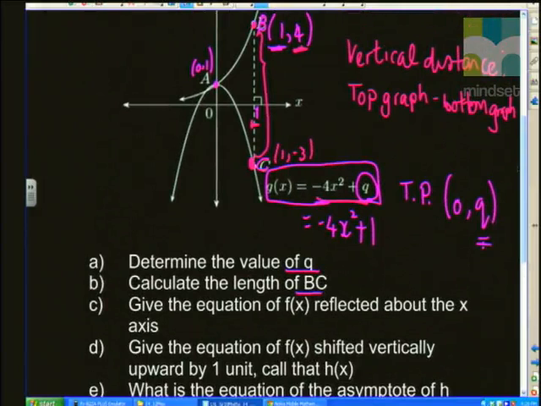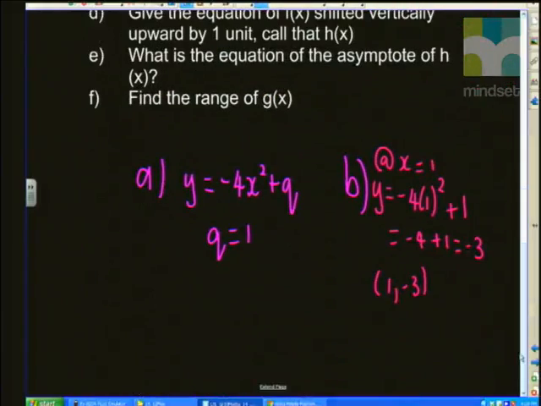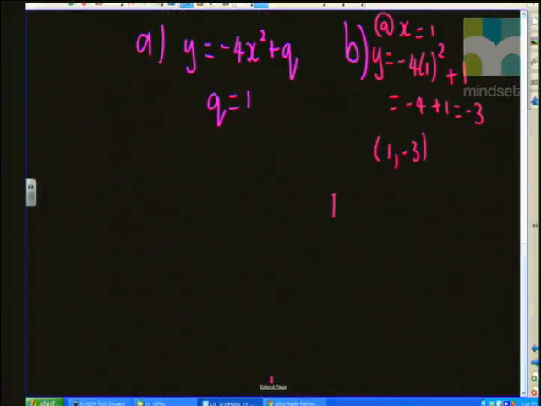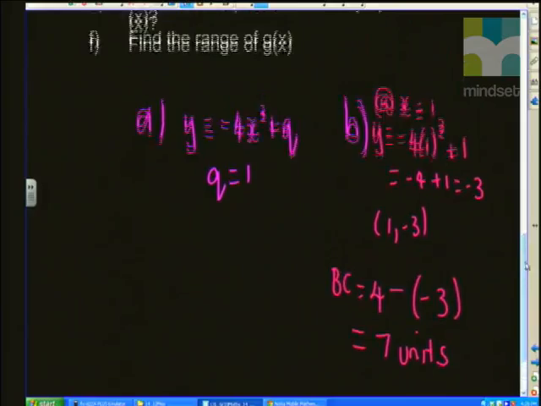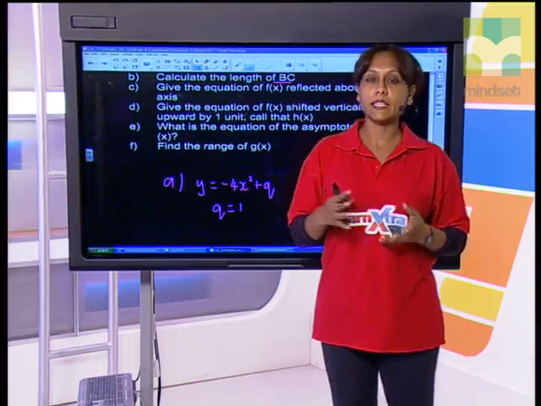Remember, we're looking for the vertical distance BC, therefore we first had to work out the y coordinate at point C. The distance BC is going to be the y value on the top, which is 4, minus the y value on the bottom graph. So it's 4 minus negative 3, which gives me 7. So BC is 7 units. That's quite a common question, guys, so make sure you understand how to do that.